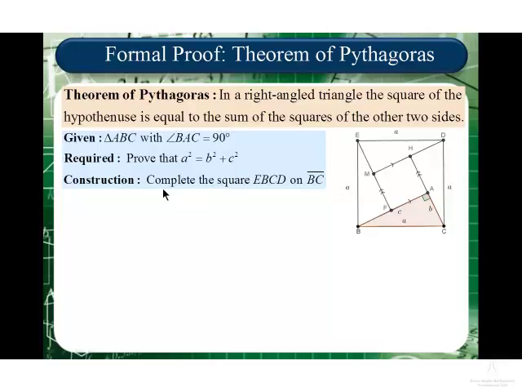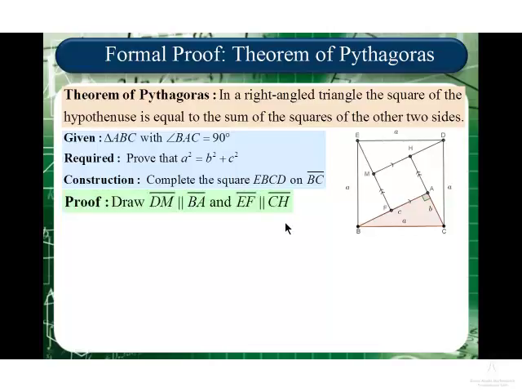We start out by constructing the square EBCD on the hypotenuse side, or line segment BC in this case. So on BC, we construct a square BEDC, as indicated, the side lengths being small a in all four cases.